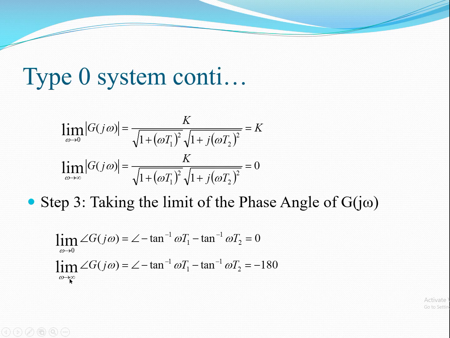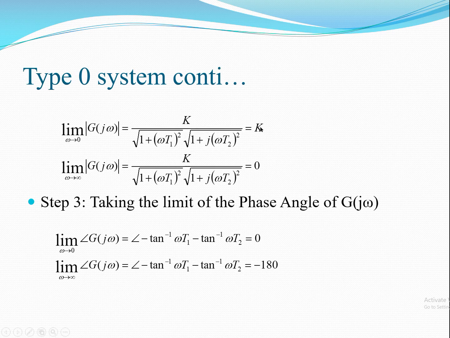Now putting omega equal to infinity in the same equation, tan inverse infinity is 90, so minus 90 minus 90, it will be minus 180 degrees.